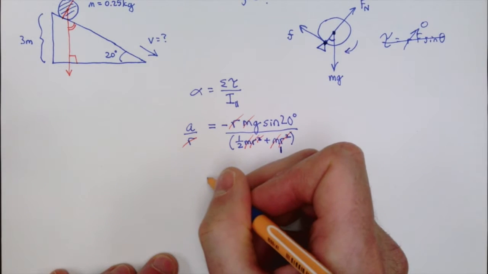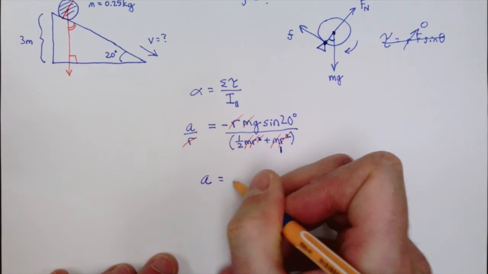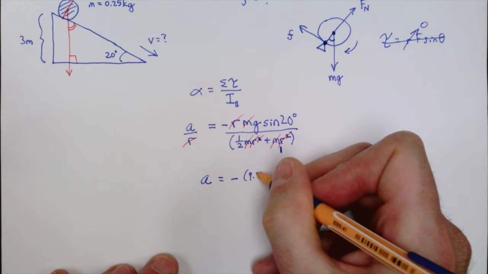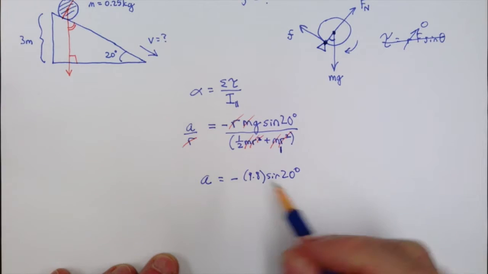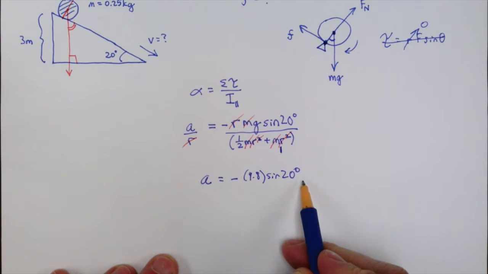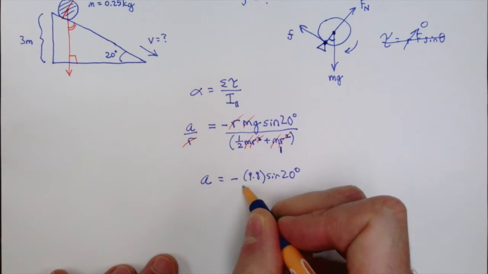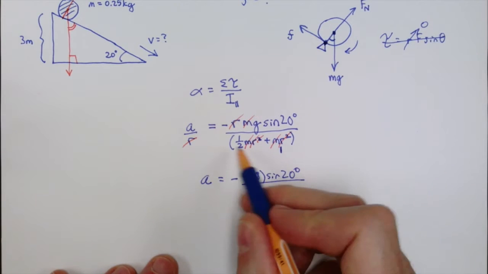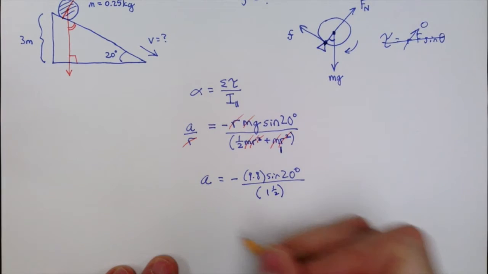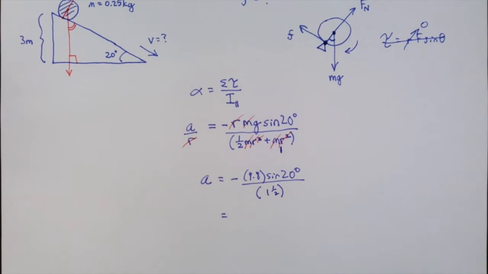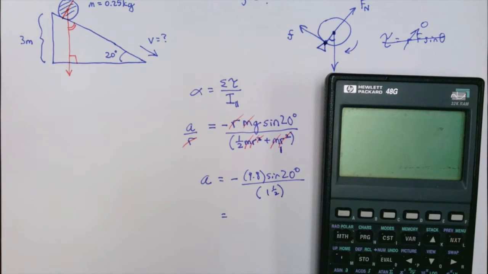In fact, let's neaten this up a little bit. We have a equals negative g, of course, is 9.8 times the sine of 20. By the way, that all by itself would be the acceleration of an object that is sliding down a ramp with no friction. However, we have to divide by this factor in here, which is 1.5, to get the answer for our acceleration.